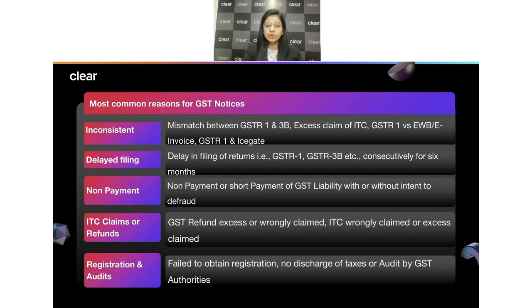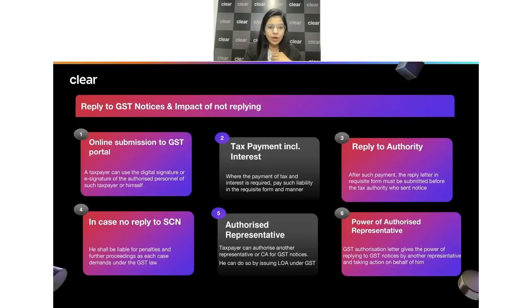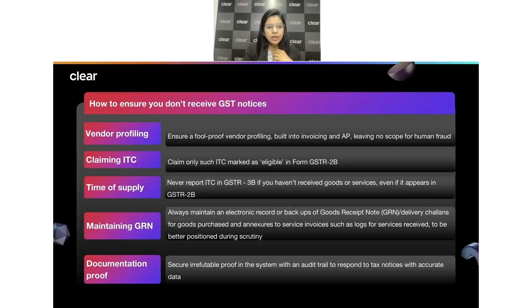Now, when it comes to the ITC part, because our main focus today is on the ITC part, when exactly does the department raise notices, and why is it important? Today, we all know that the department is focusing on our ITC rather than on the supplier. They are more focused on the recipient. The recipient should not claim ITC if there is a mistake done by the vendor. That is what they are trying to focus on.